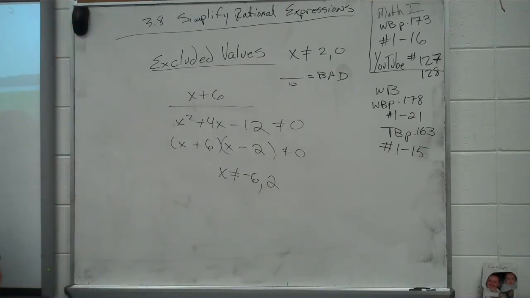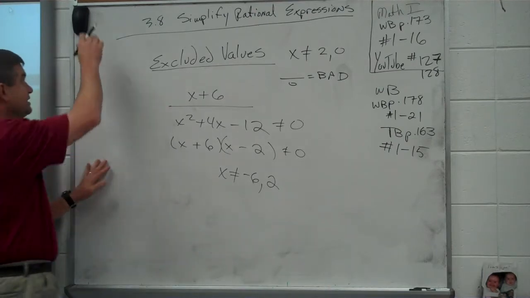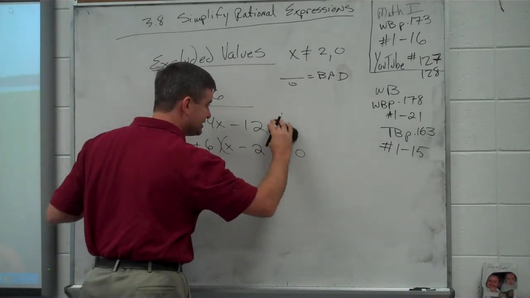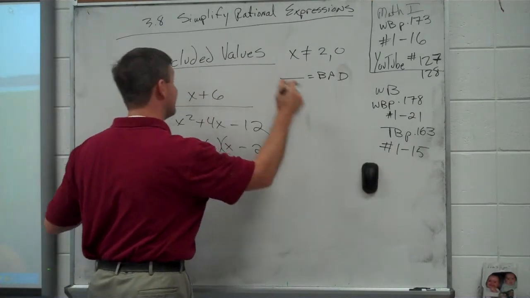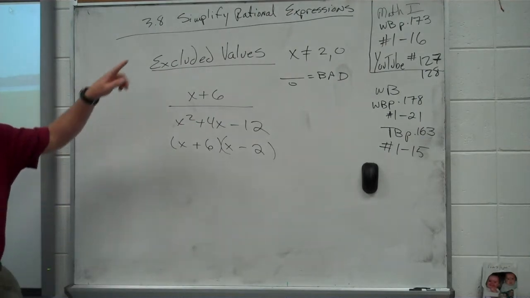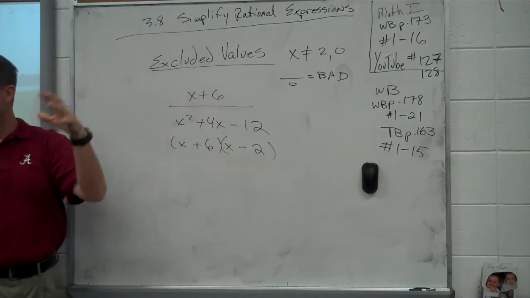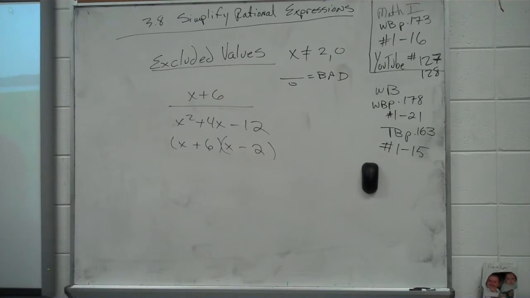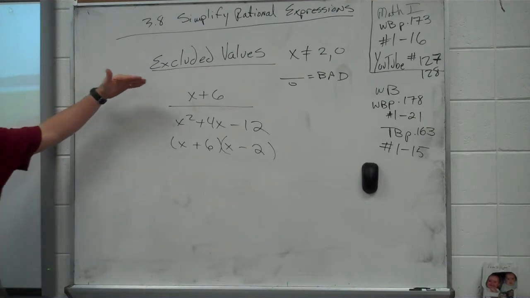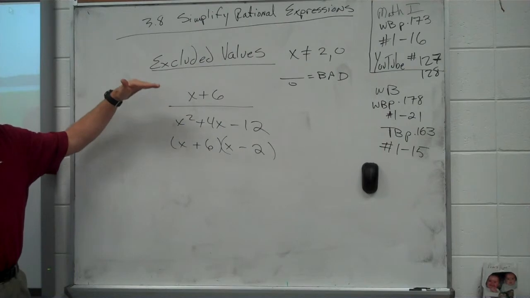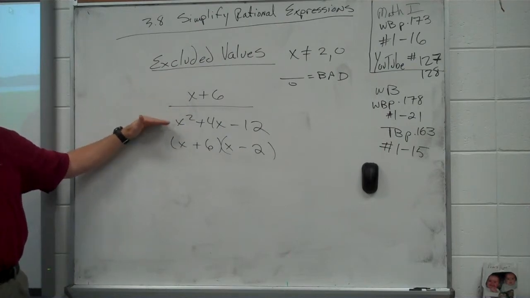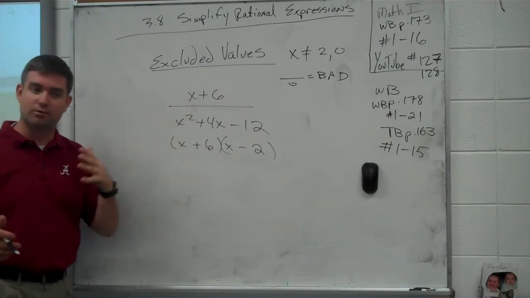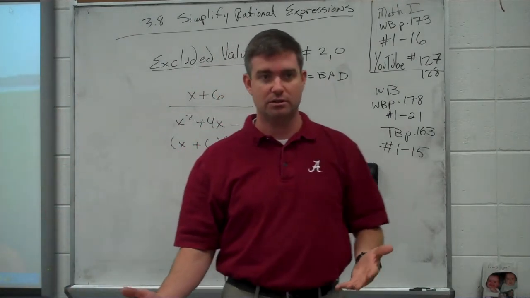Alright, this leads me into my next section. Eyes up here. Let's say that the directions, instead of saying find the excluded values, said simplify. This is the meat of the section. Can you simplify rational expressions? The name of the game is basically, can you factor? They're going to give you binomials and trinomials, monomials and trinomials, monomials and binomials, and see if you understand when you can cancel and when you can't cancel.